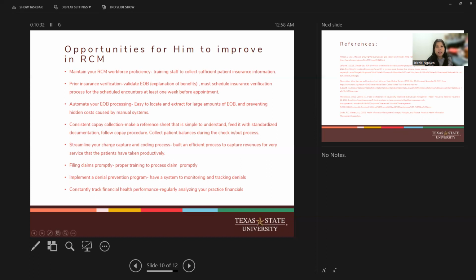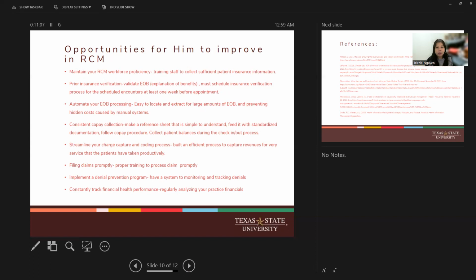We must maintain workforce proficiency where we can train our staff to collect sufficient patient information. We need to have all prior insurance verifications, validate the EOB, and the process must be scheduled for the encounter at least 1 week before the appointment. We also need to have automatic EOB processing so it can be easily located and tracked for a large amount of EOBs. And this can prevent hidden costs from a manual system.